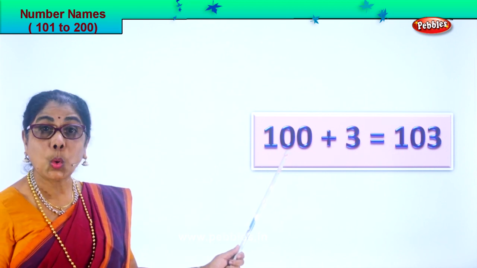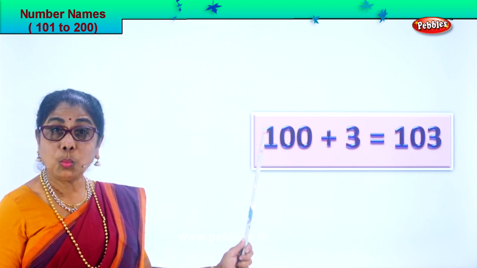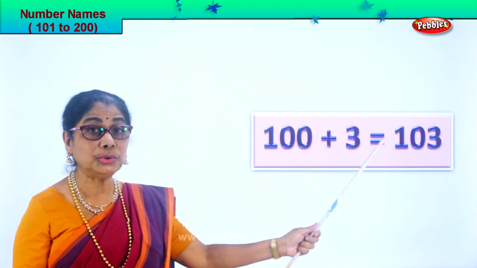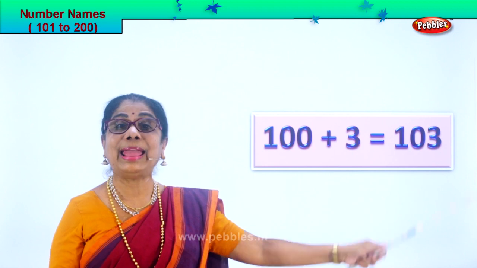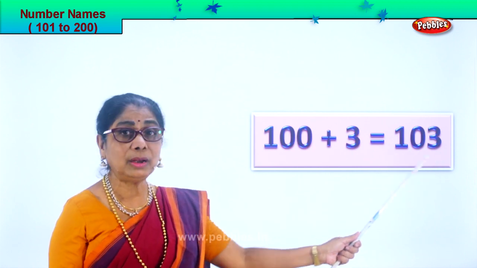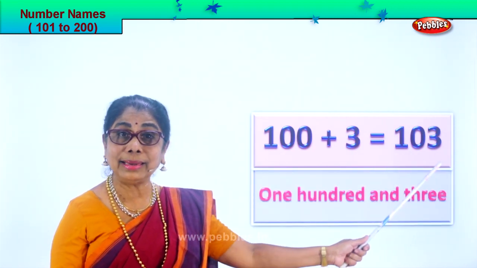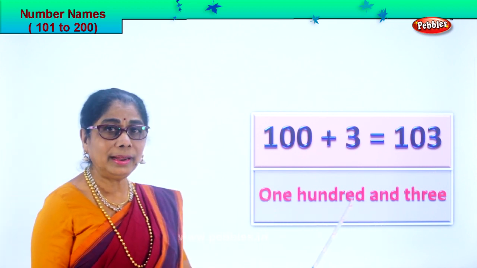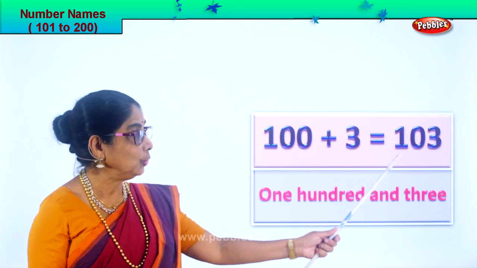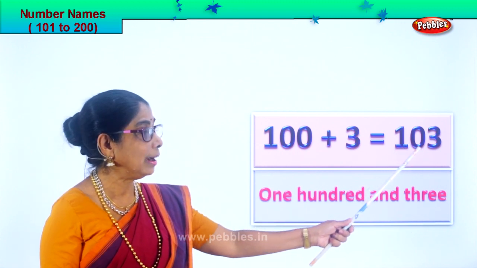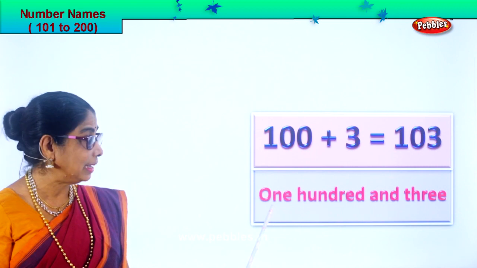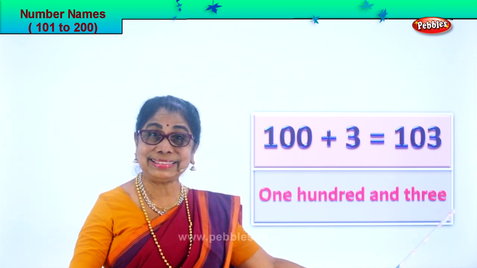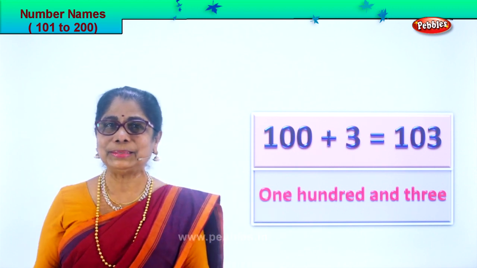We are learning number and its name. What is this number? 100. 100 plus 3 equal to 103. Read this number. 103. And what about its name? You read this number as 103, and you write it as 103. Yes, let's take a next number.